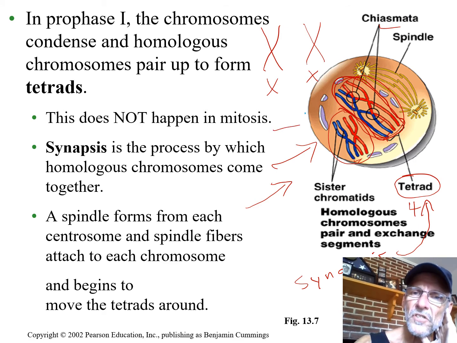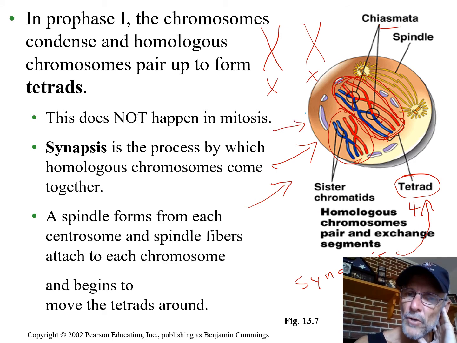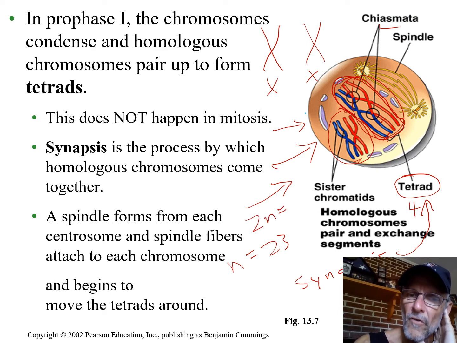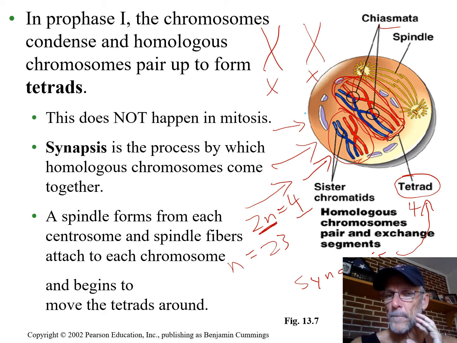If this was a cell of yours and mine, how many tetrads would there be? 23. How many pairs of chromosomes do you have? 23. How many chromosomes are in a set? One of each of 23 pairs. Right? So far so good. What's the diploid number of this cell? 4. How many chromosomes are in two sets in this cell? 4. The 4 that you see right here. Okay? Ready?